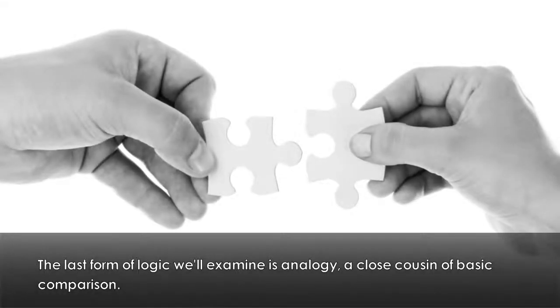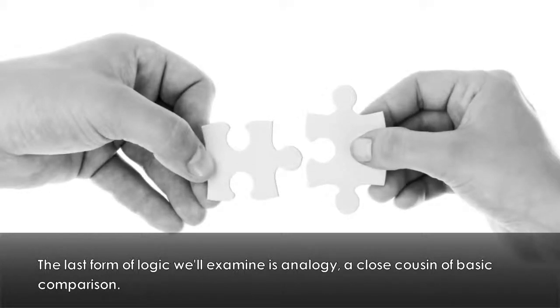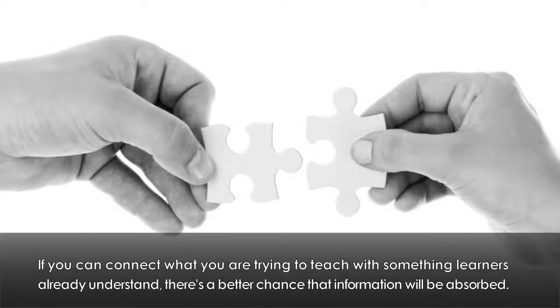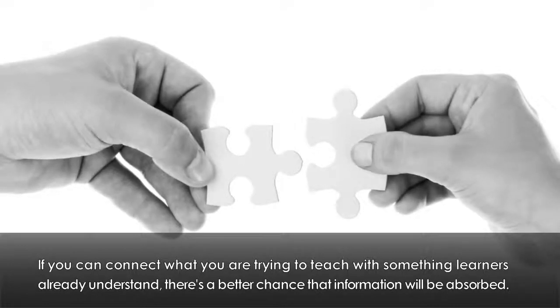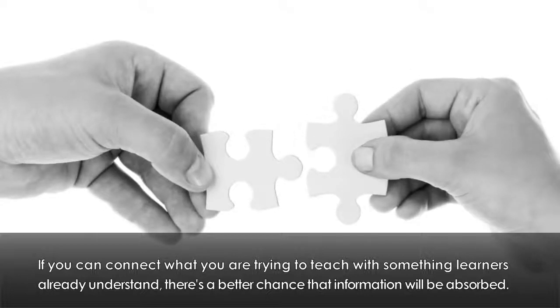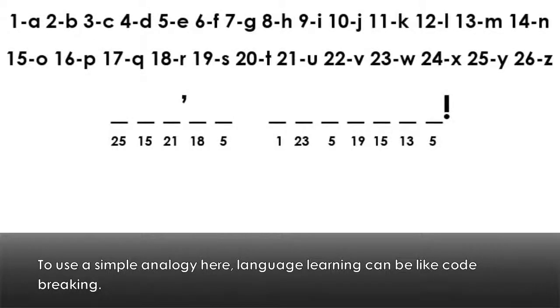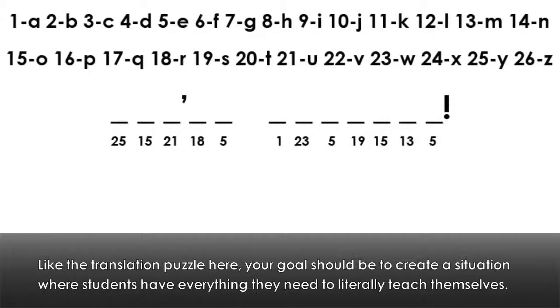The last form of logic we'll examine is analogy, a close cousin of basic comparison. If you can connect what you're trying to teach with something learners already understand, there's a better chance that information will be absorbed. To use a simple analogy here, language learning can be like code breaking. Like the translation puzzle here, your goal should be to create a situation where students have everything they need to literally teach themselves.